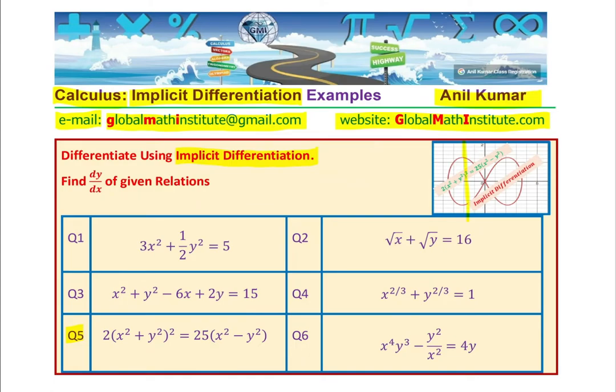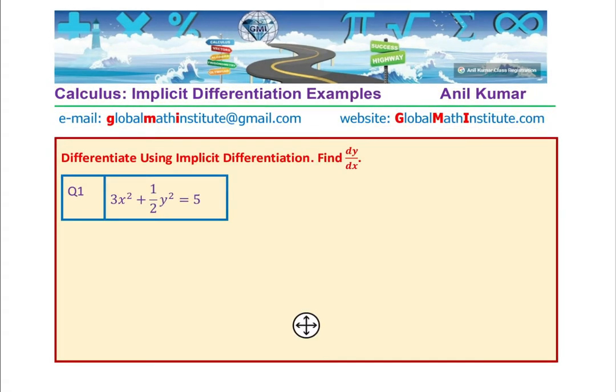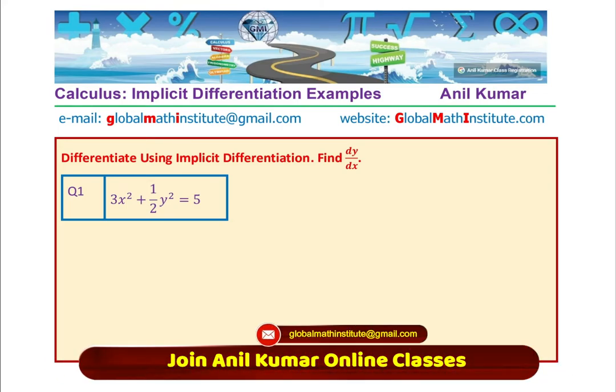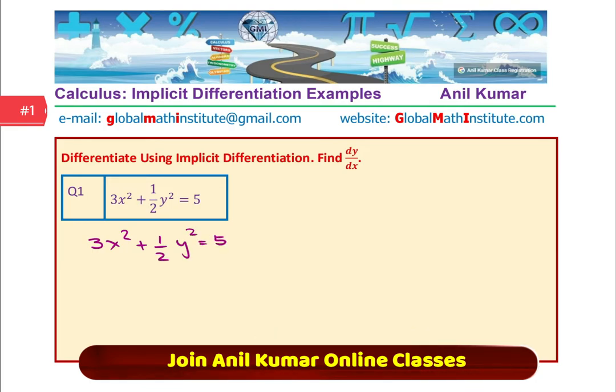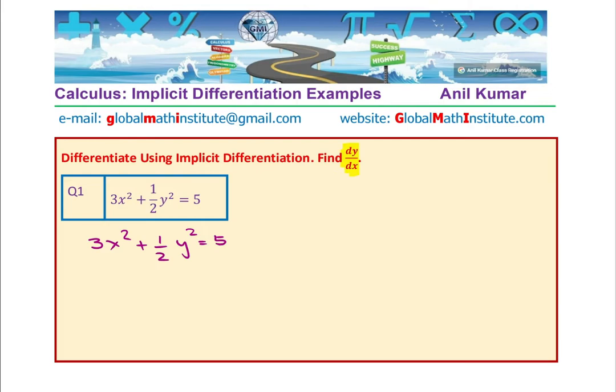Now, let us begin with the solution of these questions one by one. I'll take up question number 1 first. To begin with, we'll understand the strategy. So the question here is 3x squared plus half of y squared is equal to 5. We need to find dy/dx basically, right? Derivative with respect to x. So let's find the derivative with respect to x.